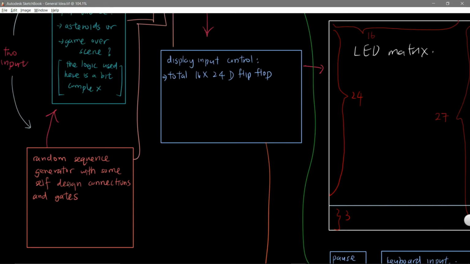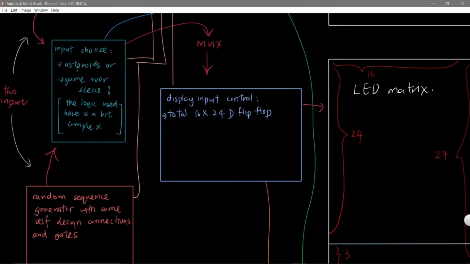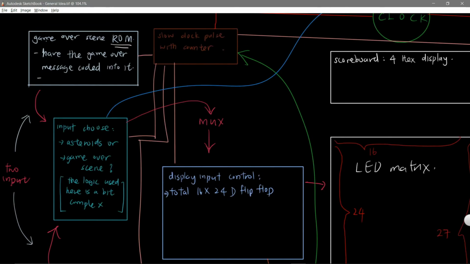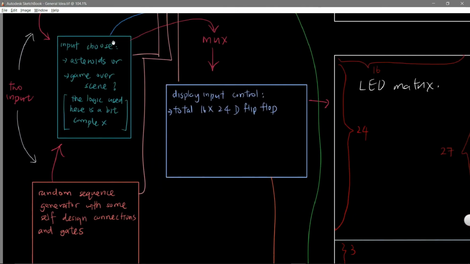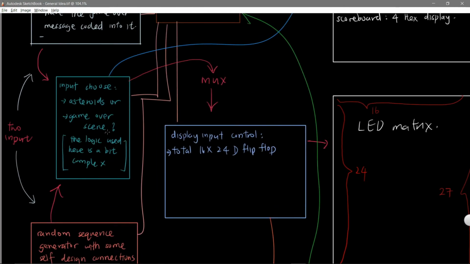of a random sequence generator to act as the random asteroids falling. So you actually have to choose between either the asteroids or the game over scene. So you need to choose wisely about how long the game over scene should last. When should you cut off this random sequence generator? And so the logic here will be a bit complicated, but we will see that later. And this input choosing is connected to the display input control.